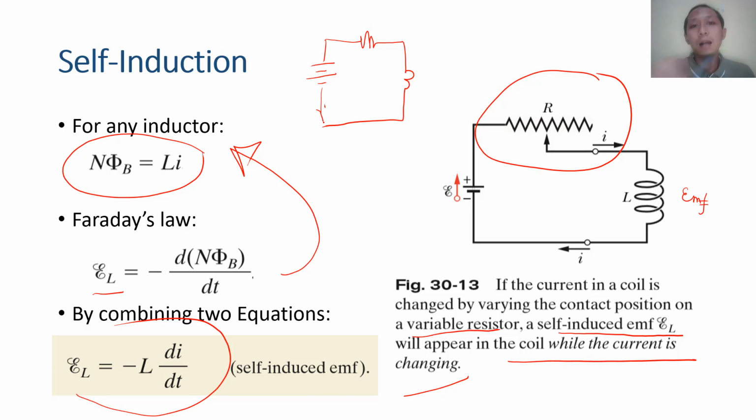But the current here is not changing. It's like a DC, so there is no EMF. EMF is equal to 0 here. But if we change the currents, we can create the EMF. This variable resistor can change the current, so we can create the EMF here.